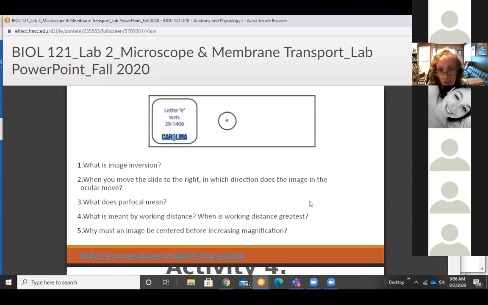Why must an image be centered before increasing the magnification? Because that's where your biggest field of view is, at the least amount of magnification. As you increase it, your field of view goes down, so if it's not centered, you may not be able to see it anymore.